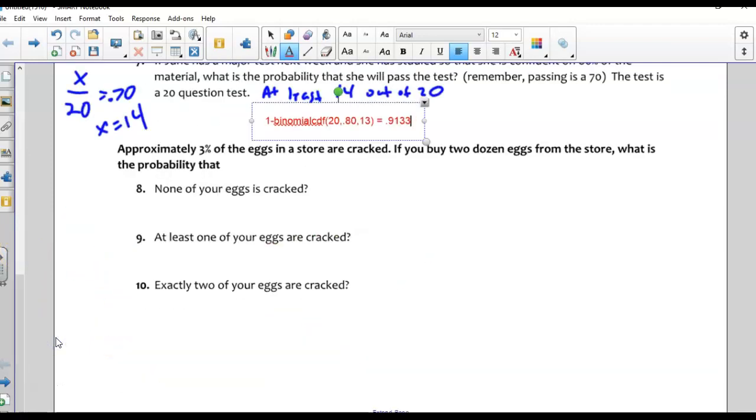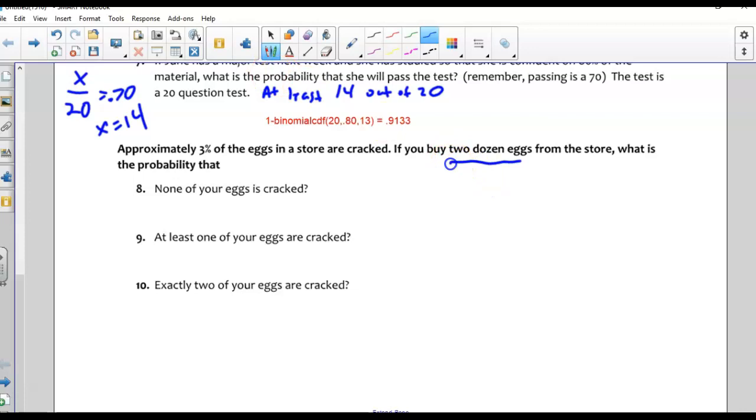All right, let's keep it going. Number 8 says approximately 3% of the eggs in the store are cracked. If you buy 2 dozen eggs from the store, what is the probability that, first of all, 2 dozen, hopefully you remember, a dozen is 12, 2 dozen is 24 eggs total. Okay, 24 eggs total. So now it says, what's the probability that none of the eggs are cracked?